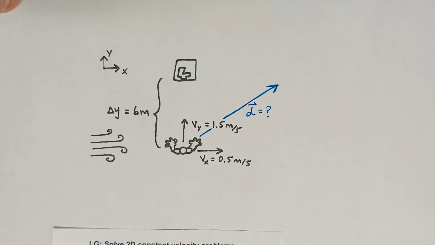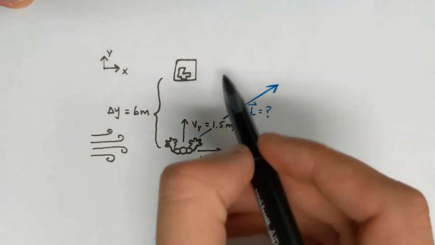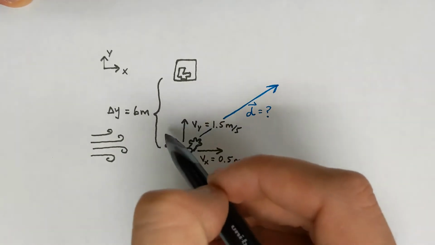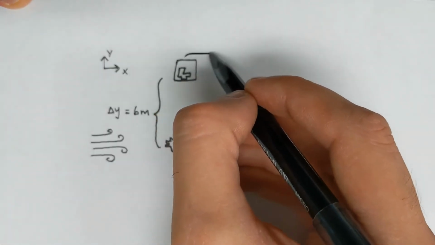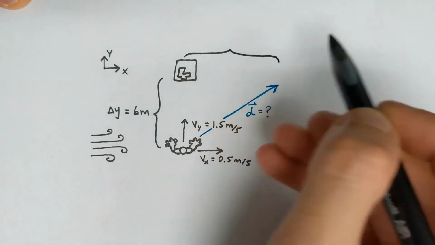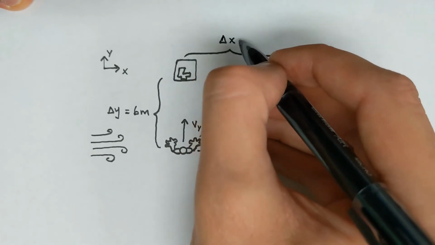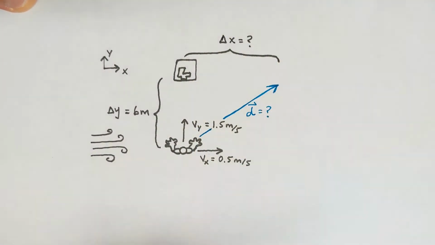But we need to find some things in between. This is going to be the final answer. This is a multi-step problem. Okay, so in order to define this displacement vector, we know the y component of that displacement vector. We need to also find out the x component. So the x component of the displacement vector, delta x, is something that we're going to need to find out eventually.